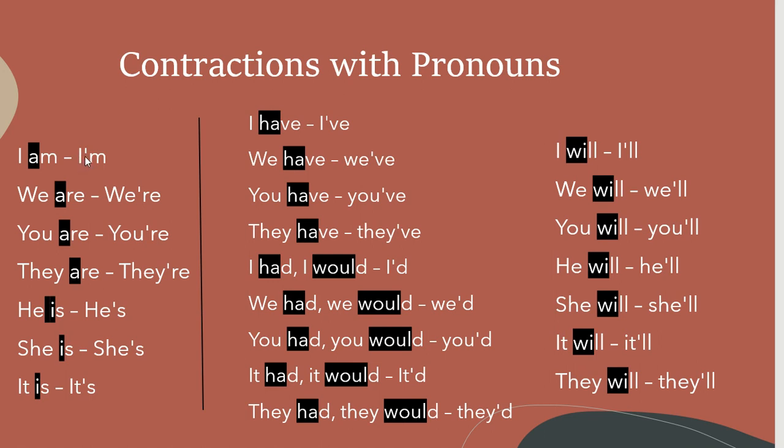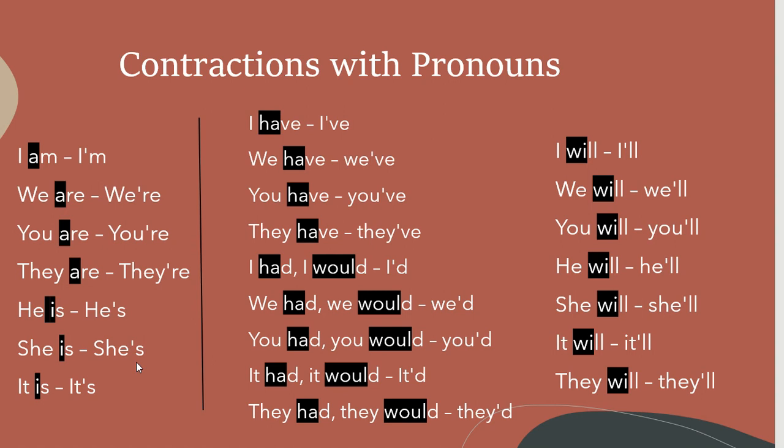So I removed A, and in place of A I'll put apostrophe M. Similarly, we are. Write W. Remove A, put apostrophe R-E. You are. Write U. Remove A, put apostrophe R-E. Similarly, in is, he is. Write he. Remove I, put an apostrophe in place of I. Write S. She is. Write she. Then the I is removed, in place of I, apostrophe S. So, whenever we are talking about is, am, are, the first letters I, A and A are removed and an apostrophe comes in their place.